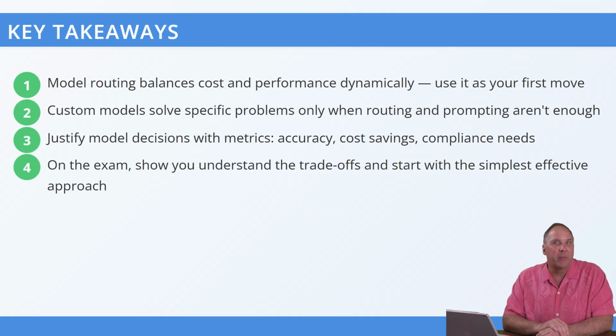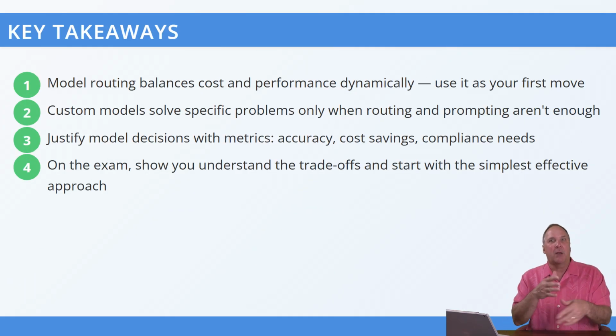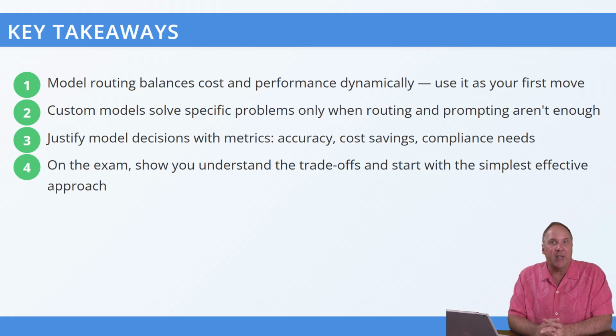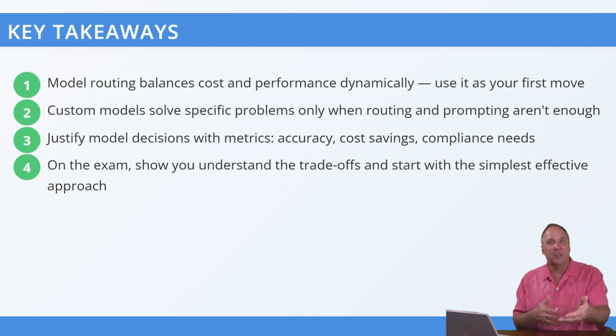So 4 points to remember here. First, model routing balances cost and performance dynamically. Use it as your first move. Second, custom models solve specific problems only where routing and prompting aren't enough. Third, always justify model decisions with metrics, accuracy improvements, cost savings, and compliance needs. And fourth, on the exam, show you understand the trade-offs and start with the simplest effective approach.